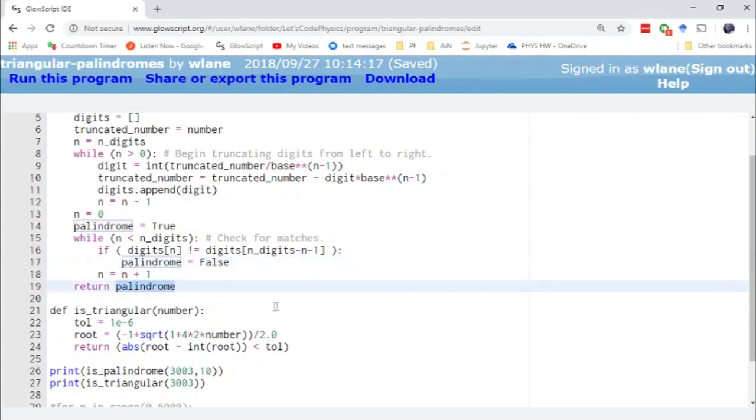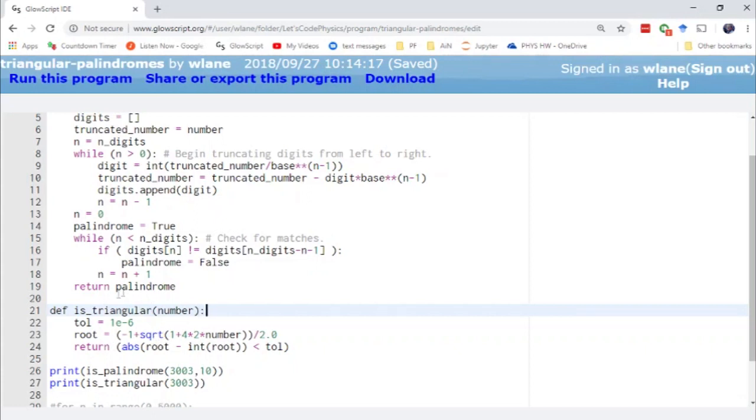Now, 3003 is not just a base 10 palindrome. It's also a triangle number, or a triangular number. The way a triangular number works is it's the sum of numbers starting from 1. So, for example, the number 3 is a triangle number because 1 plus 2 equals 3. The number 6 is a triangular number because 1 plus 2 plus 3 equals 6. And so it turns out 3003 is a triangular number. It can be written as the sum of a bunch of consecutive numbers starting with 1.